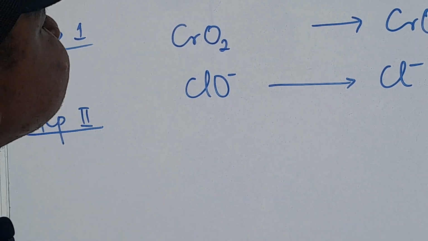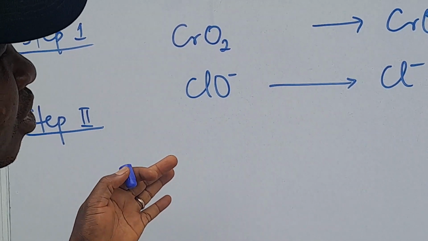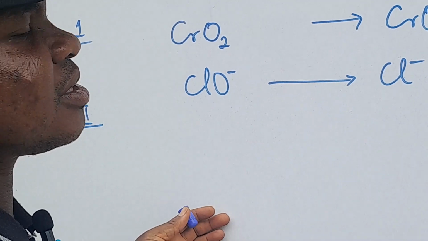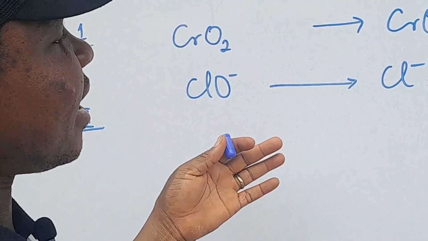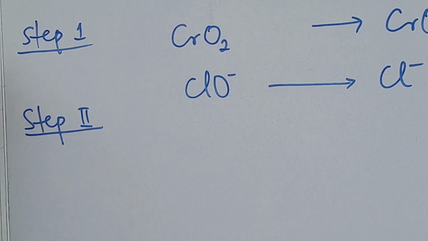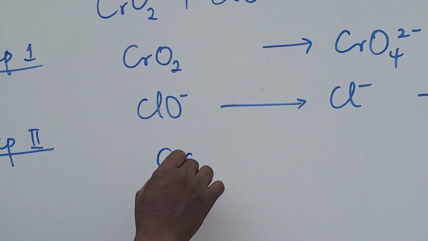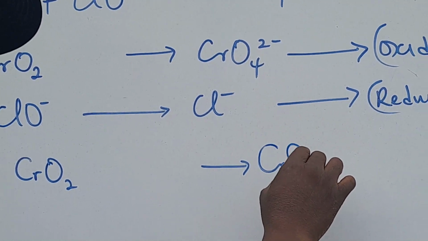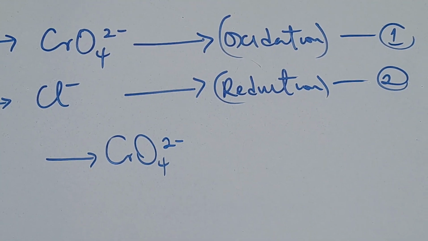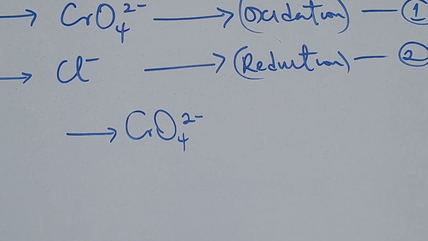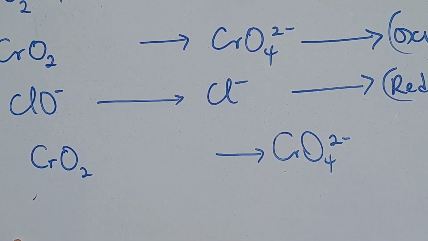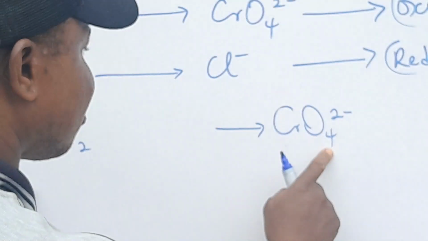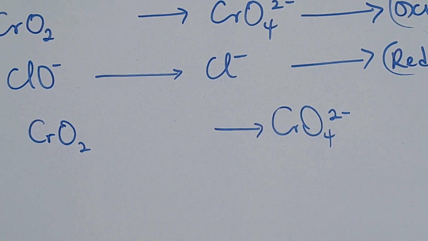Step 2 talks about balancing the half reactions, both in terms of atoms and also the ions. So let's check from the oxidation part. Bring it down. Chromium 1 is correct. Oxygen 2, oxygen 4, it's not correct. So we need to balance that.